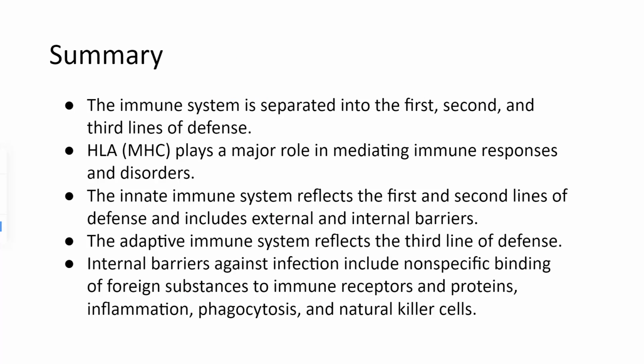So in summary, the immune system is separated into the first, second, and third lines of defense. HLA, MHC, plays a major role in mediating immune responses and disorders. The innate immune system reflects the first and second lines of defense and includes external and internal barriers. The adaptive immune system reflects the third line of defense. Internal barriers against infection include nonspecific binding of foreign substances to immune receptors and proteins, inflammation, phagocytosis, and natural killer cells.